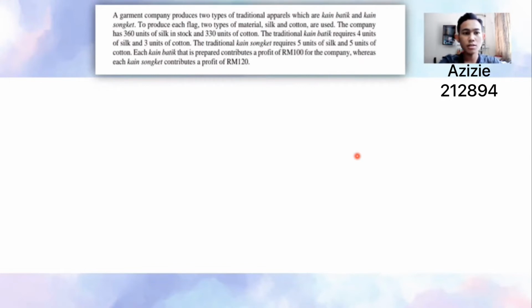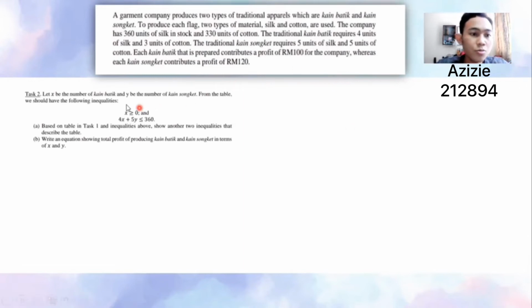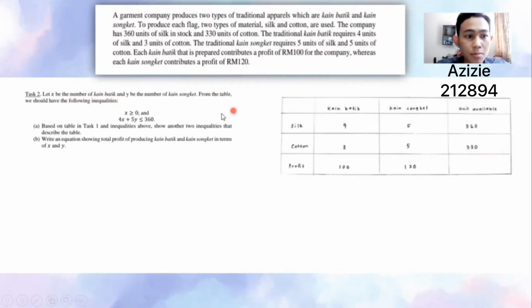So here is the task 2. Task 2, let X be the number of kain batik and Y be the number of kain songket. From the table, we should have the following inequalities, which is X is greater or equal to 0. That means there is X, and 4X plus 5Y is less or equal to 360.